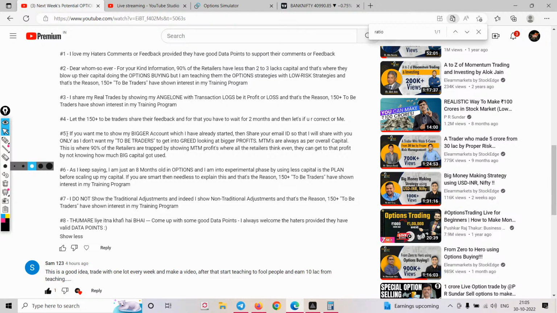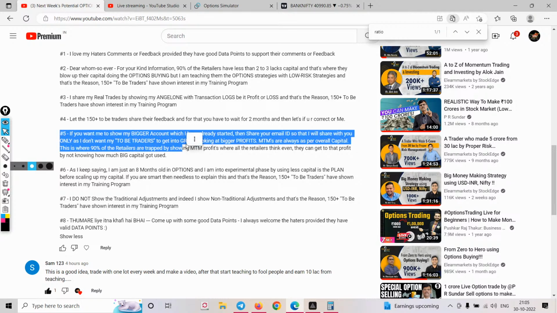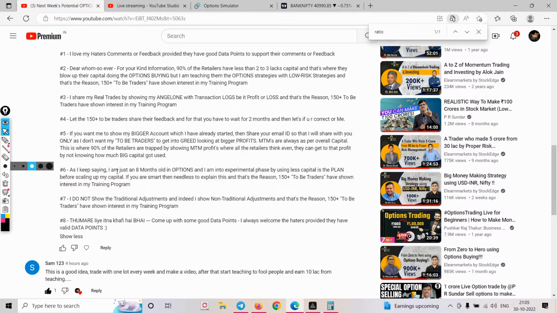That's the reason I don't want to share my big capital. But if he wants, I can share. As I keep saying, I'm just 8 months old in options. I'm in the experimental phase. That's the reason, before scaling up my capital, I'm just playing with 2 to 3 lakhs.